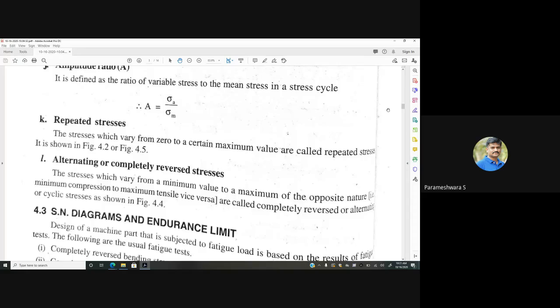Anyhow, I will share this study material in Google Classroom. From next class, I am going to take up the problems related to that. So by that time, we should get familiar with the terminologies of fatigue. I will share these materials in the Google Classroom. All of you just go through this once again and try to remember or memorize the terminologies related to fatigue loading.